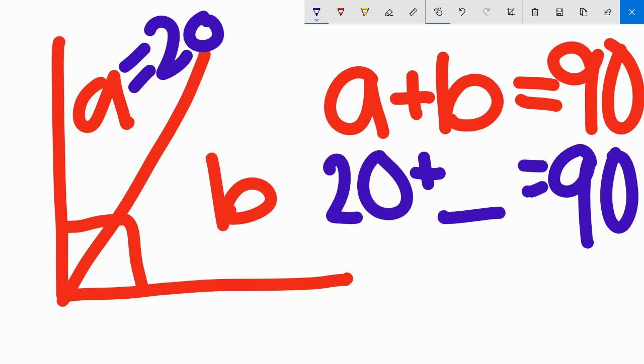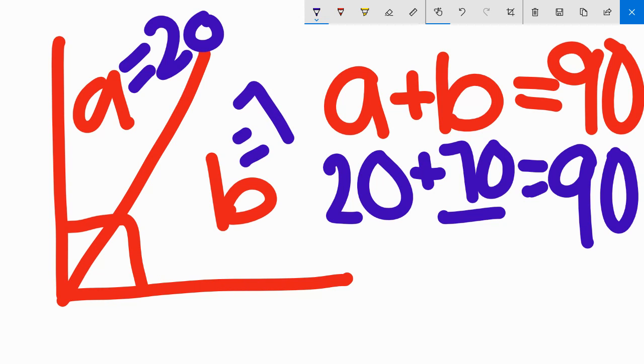All right, so that would be 70. Okay, so if angle A and angle B are complementary, if angle A is 20, angle B would have to be 70 because they have to add up to 90 degrees.